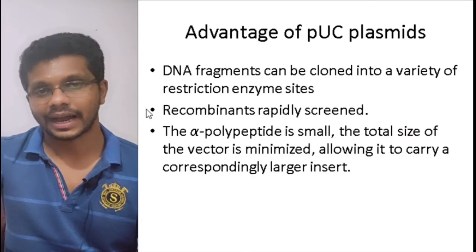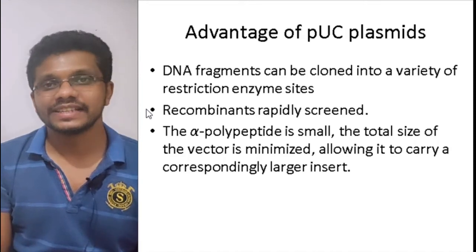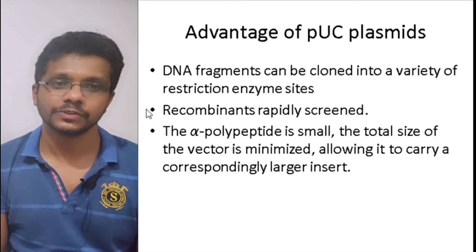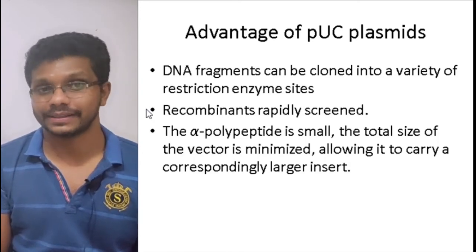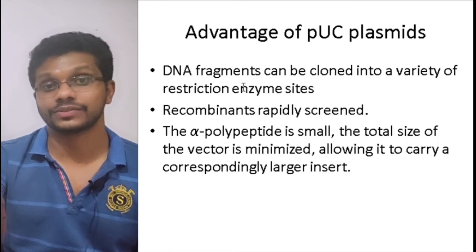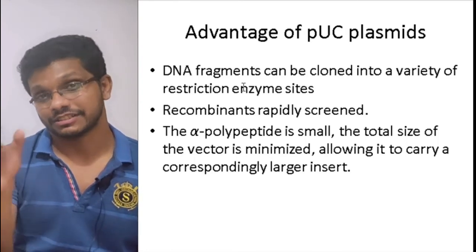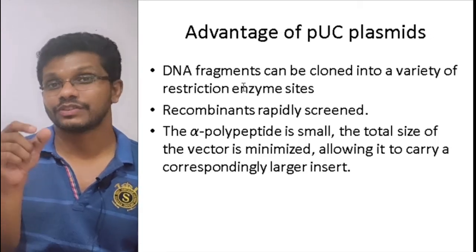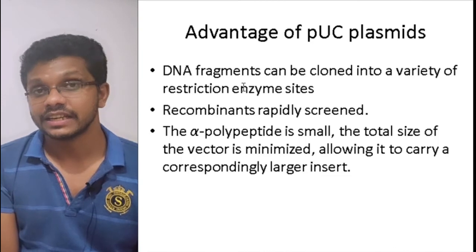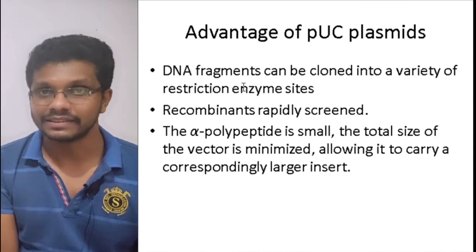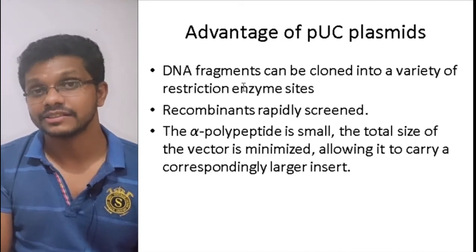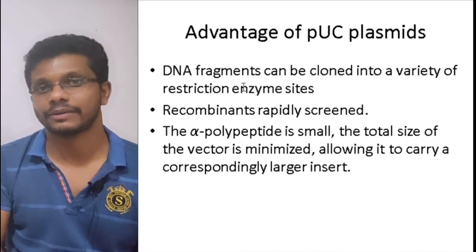And advantages of pUC18. pUC18 is, as I said before, an upgraded form of pBR322. So it has some advantages over pBR322. The first one is the DNA fragment can be cloned into a variety of restriction endonuclease sites, because it has the multiple cloning site. The cloning will happen only in that particular site. Second thing, recombinant screening is easy. We need to use only one plate, the one plate with X-gal, IPTG and ampicillin. The cloning will be done in a day. We don't have to do the replica plating.